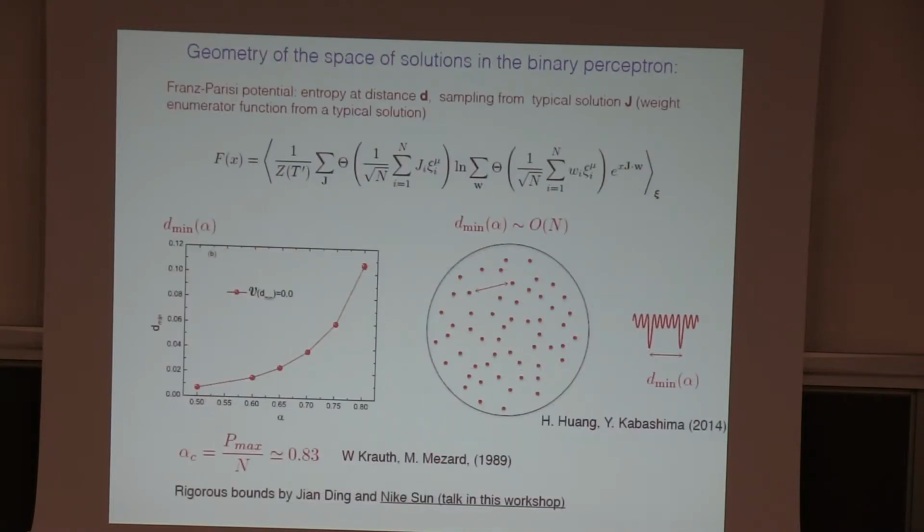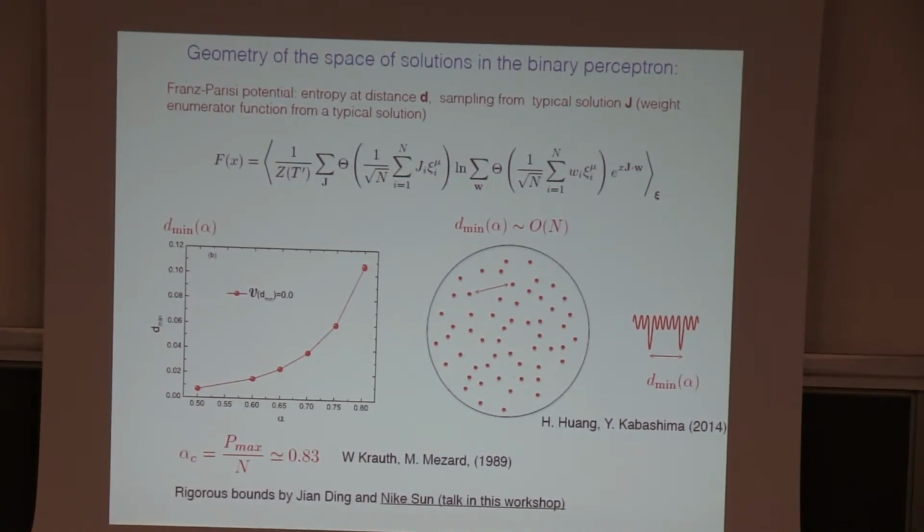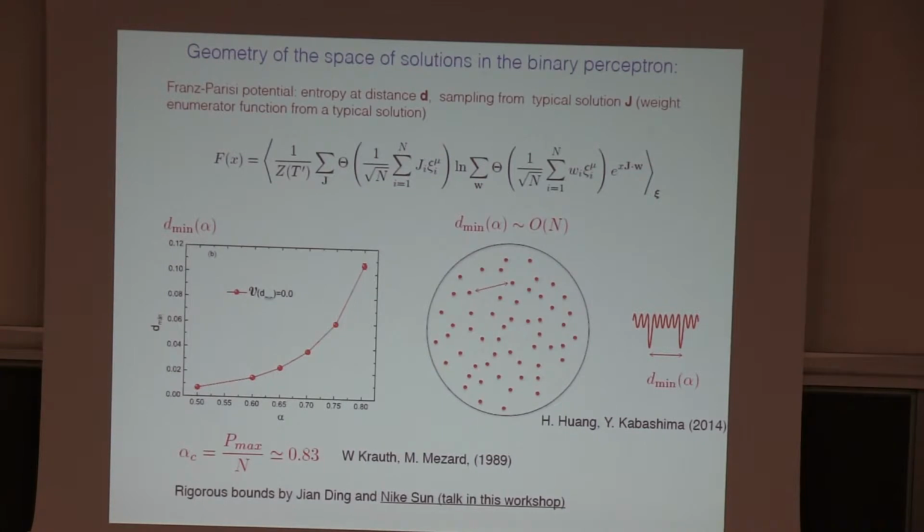So in the binary perceptron, we know that there is a critical capacity. I mean, there is a maximum number of random patterns that can be stored. And what is interesting is that the geometry of the space of solutions is particularly simple, because all the ground states are point-like, so it's a golf course. And I think Nike also discussed a bit about this model.